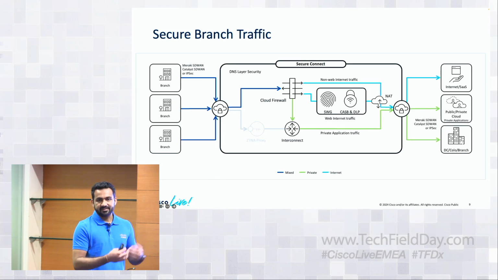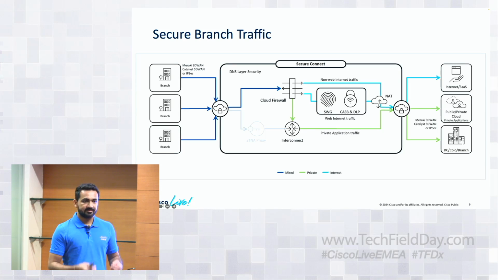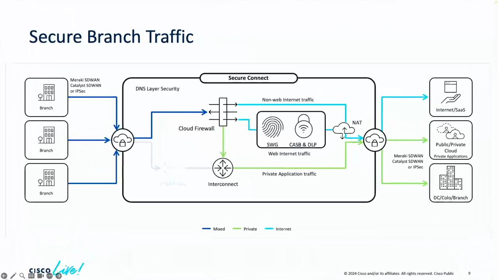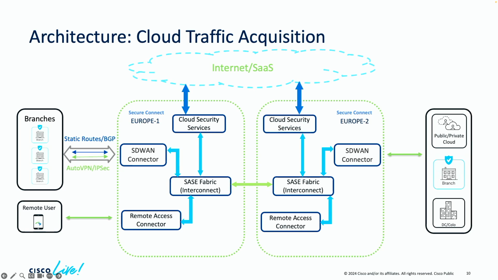Since in our case, it's a single vendor unified SASE platform, the idea is Meraki SD-WAN branches will connect through Meraki's unique technology, which is called Auto VPN, to our fabric, and then the fabric will take over from there in order to route the traffic to its destinations. I'm going to deep dive into the Secure Connect architecture, how the head end actually acquires the traffic, and what the connectivity points are between the two.